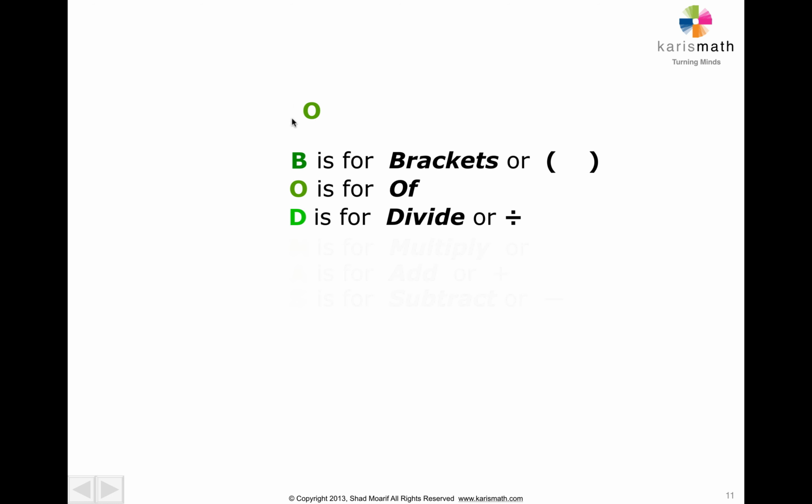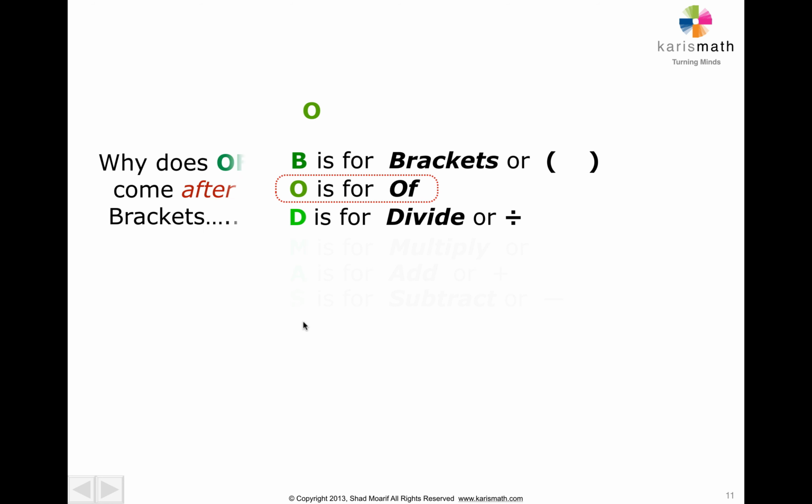Let's look at O, the word O, which is of. What is of? You've seen like half of, 2/3 of 12, half of 6. That's the of we're talking about. And we know that of means to multiply, but it's a special kind of multiply. Usually it comes before the actual multiply as a cross sign. So why does of come after brackets?